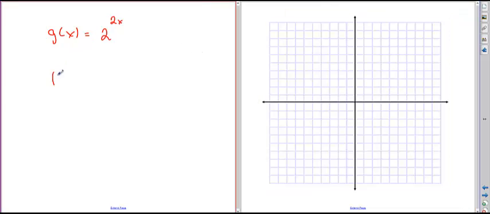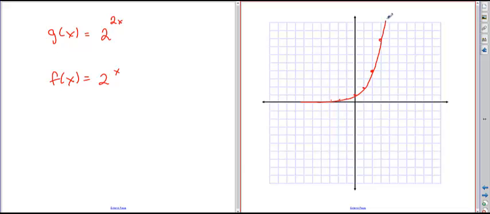So again, the parent function is 2 to the x. So let's draw that. 2 to the 0 is 1. 2 to the first power is 2. 2 to the second power is 4. 1, 2, 3, 4. 2 to the third power is 8. A half, a quarter, an eighth. So there's my parent function. Now, when x equals 0, 2x also equals 0. So we're still going to have this same point here. That point doesn't change. But these other ones change more quickly.